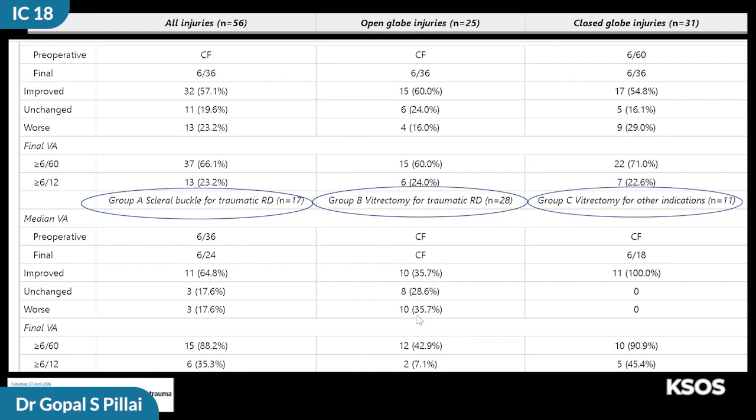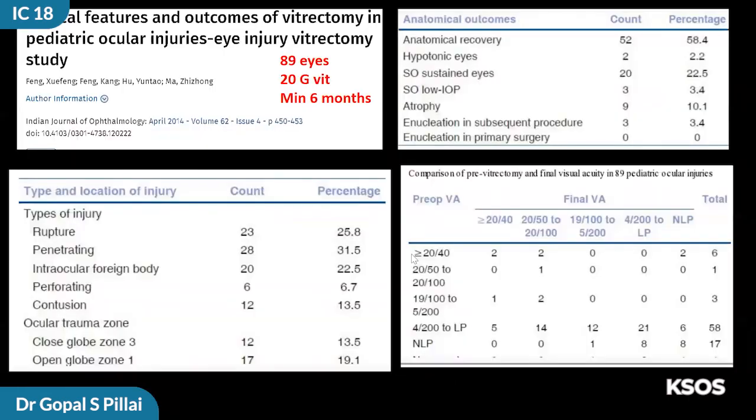That is basically because of the heightened complications during surgery and the post-operative complications which occur at that stage. If you do vitrectomy for other indications like blood, foreign body, etc., you can see that the visual acuity improves from counting fingers to 6/18, with almost 100% improvement in visual acuity. So you can see that traumatic retinal detachment in the pediatric age group has a very, very poor prognosis.